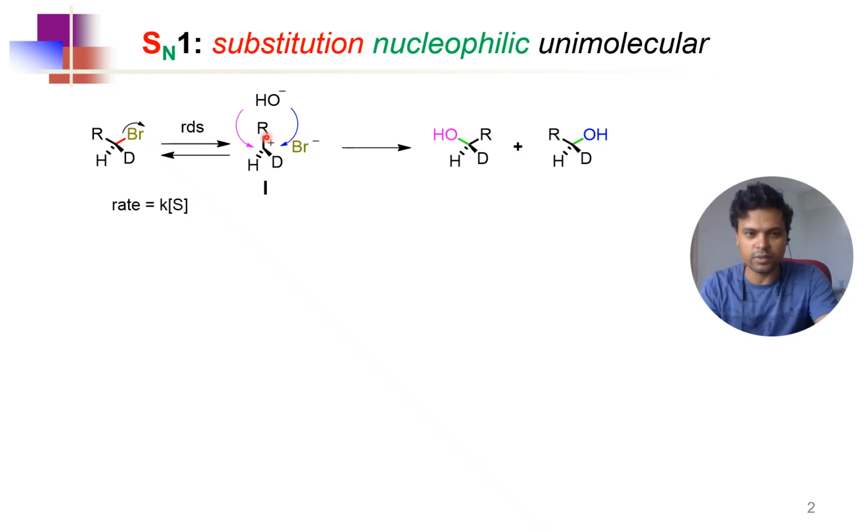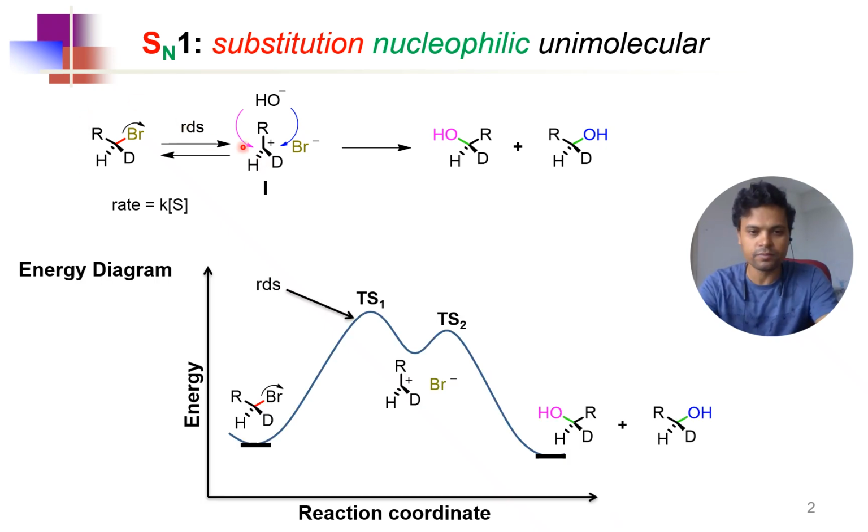If you consider the rate of the reaction, it is the rate constant multiplied by the concentration of the substrate, because this is the rate determining step. This is a two-step process, as you can see here. The first step is the release of the leaving group, producing a carbocation intermediate, and then the nucleophile comes and attacks the carbocation, which can lead to two different products.